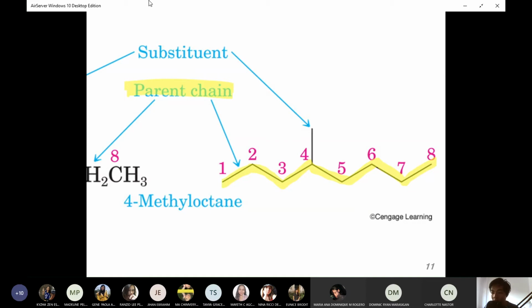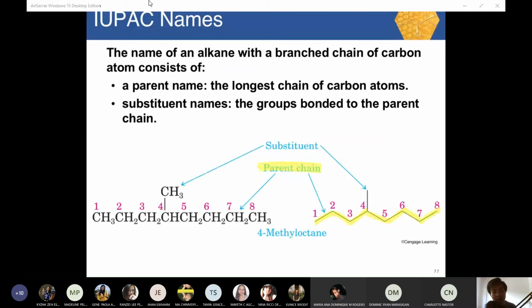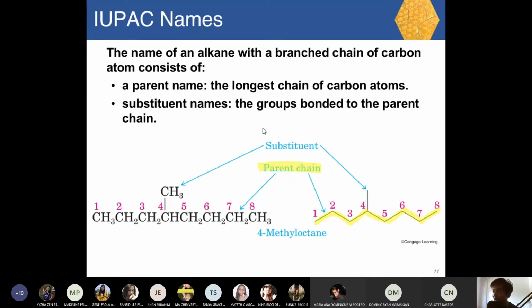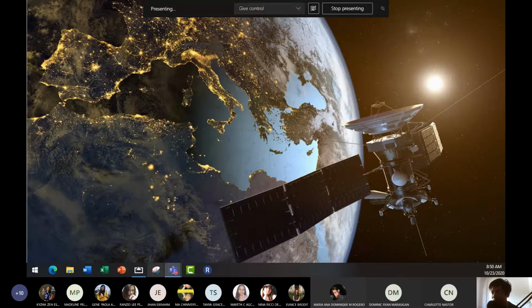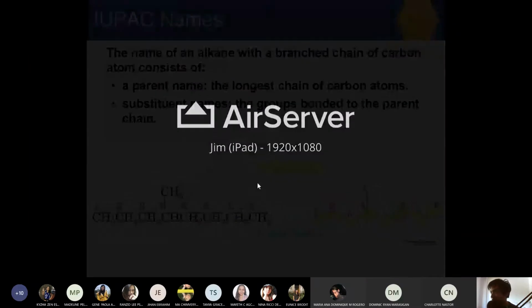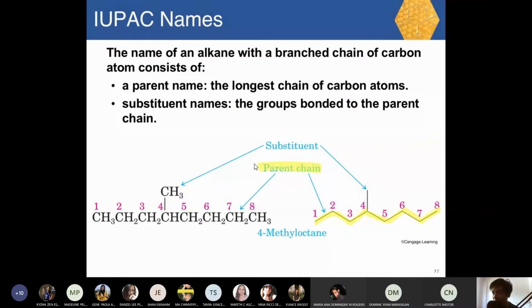So paano natin papangalanan yung alkanes natin? In naming alkanes, ayan, Ming. Ayan, ang kulit ng pusa. So in naming alkanes, anong gagawin natin? You have to name your parent chain. Kailangan pangalanan mo yung parent chain plus the name of your substituent. Okay? Dalawa yung papangalanan natin dito. So how do we name the parent chain? Ganun lang, simple lang.